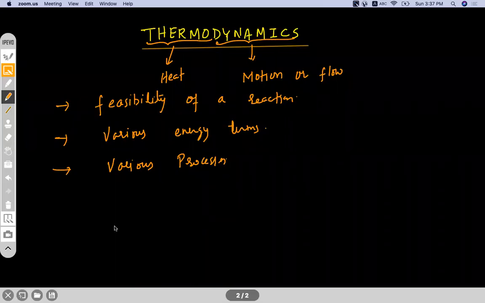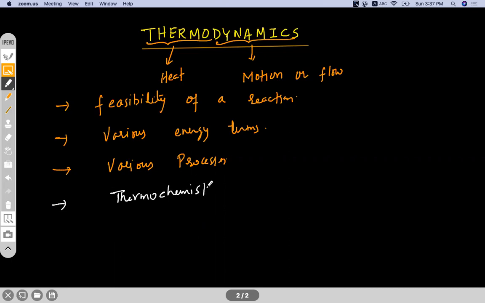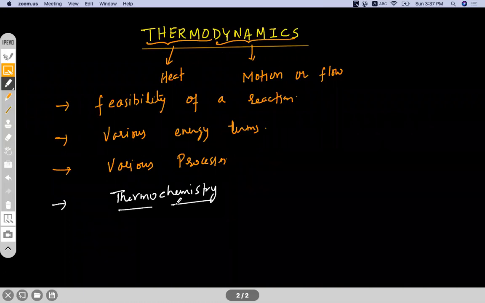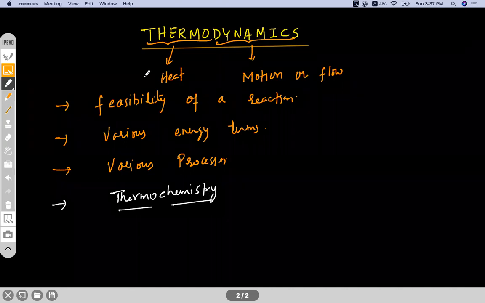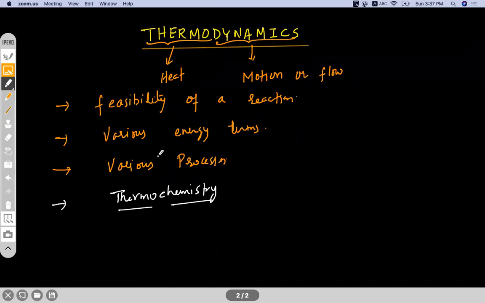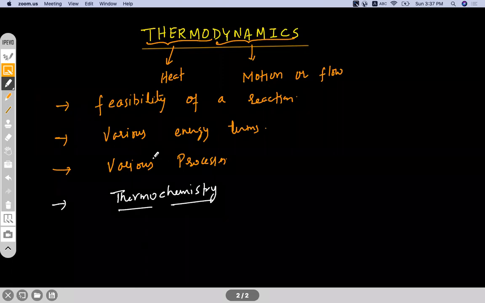There are two sections in this chapter. We also discuss thermochemistry here. Thermochemistry is the second section. Here we discuss the various types of enthalpy, enthalpy of formation, enthalpy of combustion, and all those things. Correct? Two sections we have in this chapter: thermodynamics, which deals with all these things, and thermochemistry, which mainly deals with the enthalpy of different types of processes. Okay, and that we'll discuss. This part is a bit smaller than the first one. This one we have to discuss a lot of things.